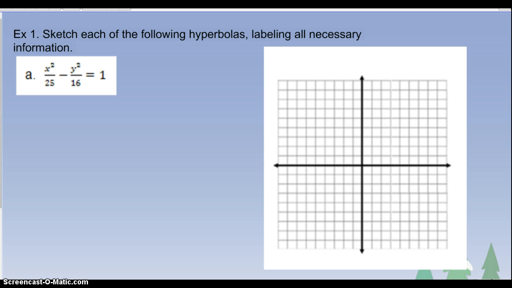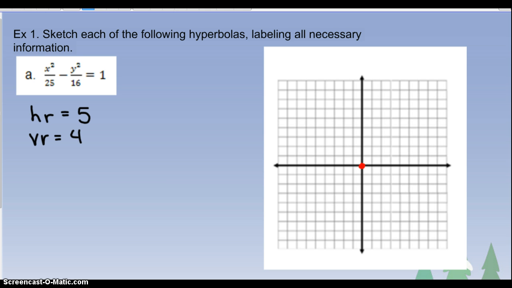So the very first one I have right here is a lovely little graph. We can see that we have the 25 and the 16. So horizontally, we have a radius of 5. Vertically, we have a radius of 4. There's nothing added on to the x or y, so that means we're going to start right from the origin.